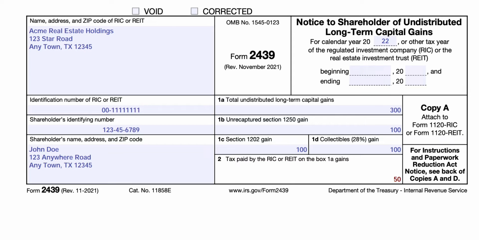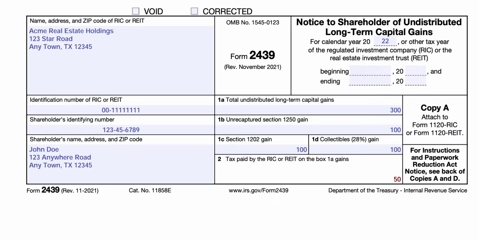Over IRS Form 2439, Notice to Shareholder of Undistributed Long-Term Capital Gains. Most taxpayers should not see this form. However, this is an informational form that you may receive at the end of a tax year if you own shares of mutual funds, unit investment trusts.